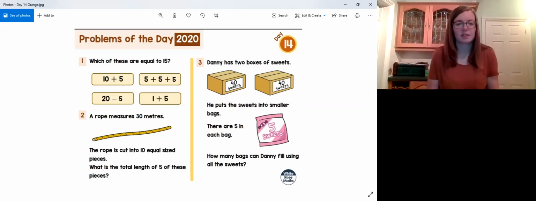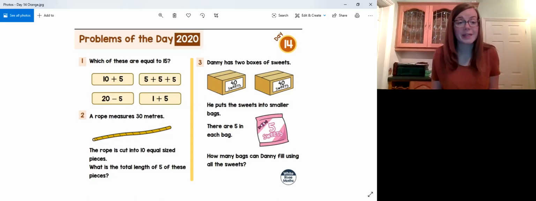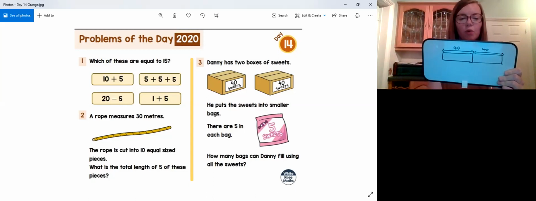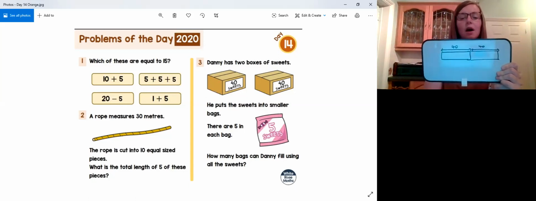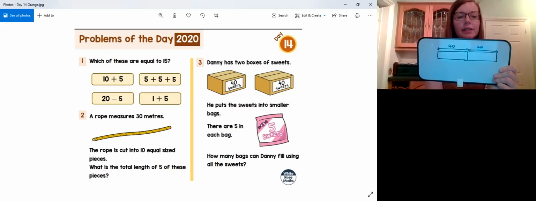Okay, so let's think about this. If we look at it 1 box at a time, I could draw that box out and say that it represents 40 sweets. And because I know we got 2 of them, I'm just going to repeat that bar over here. Okay, so I've labeled up my boxes. I've got a box of 40 sweets and another box of 40 sweets. Then I split that into bags of 5 sweets. But I need to know how many bags of 5.